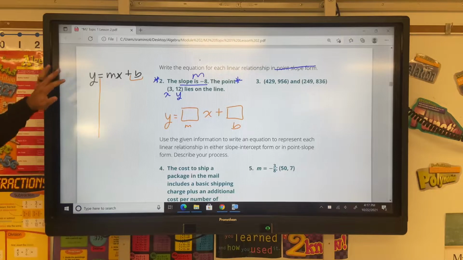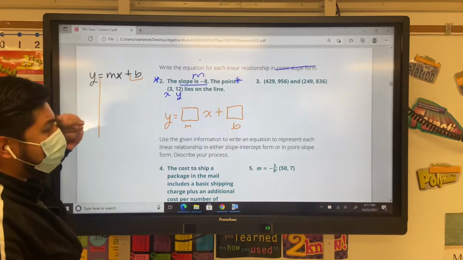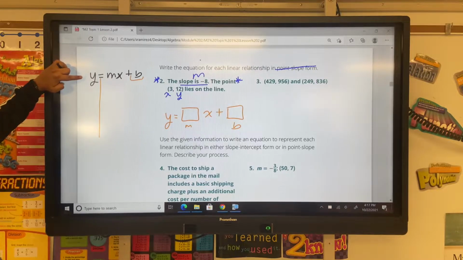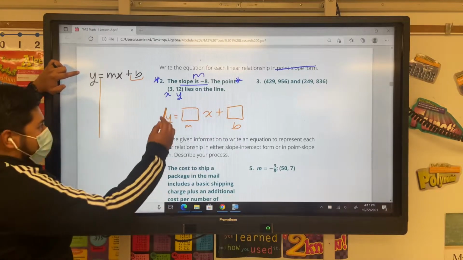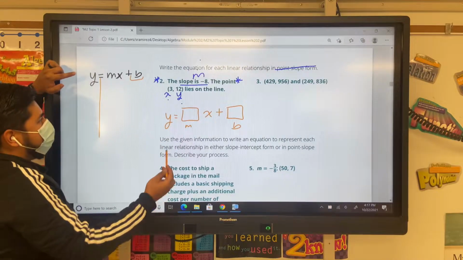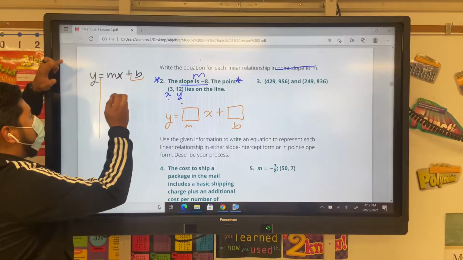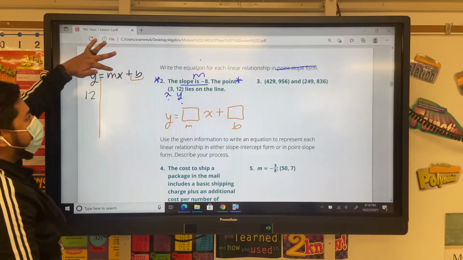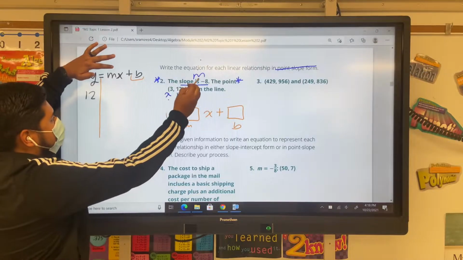Next, I must replace these variables with these numbers. Looking at the first one, I have a y. Out of these three letters, which one is my y? Here it is. I'm going to put 12. Next, m. Who is my m? -8.